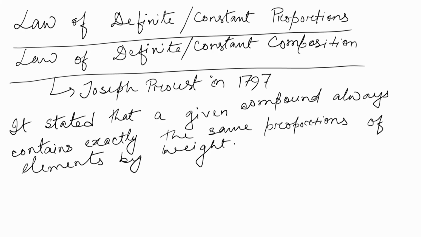Now, in chemistry, there are various methods of preparing a single chemical compound. We can collect from nature, we can synthesize in lab, and also there are various methods of synthesis. But for a certain compound, the elements that have formed this compound will always remain in a definite proportion no matter the method of formation of that compound.